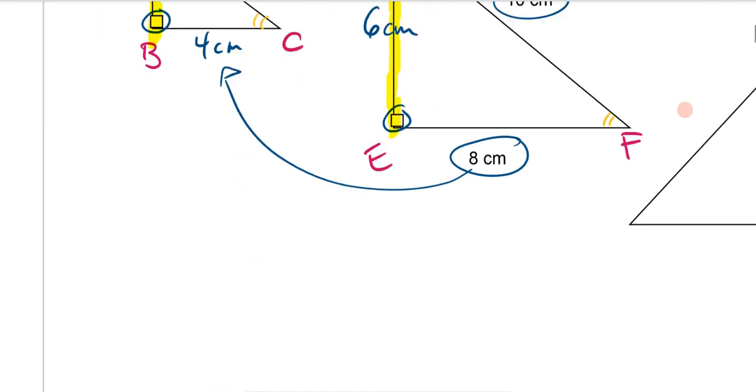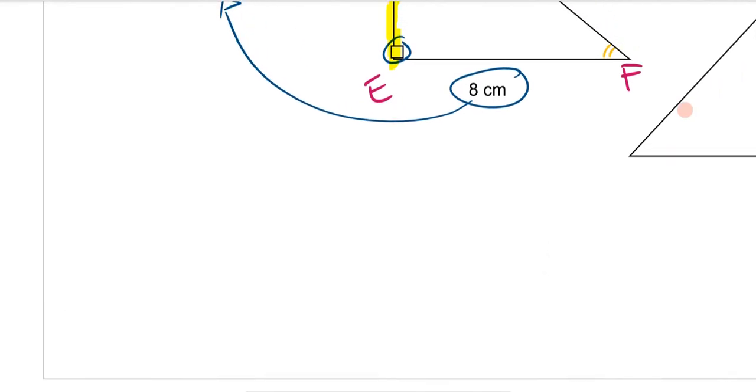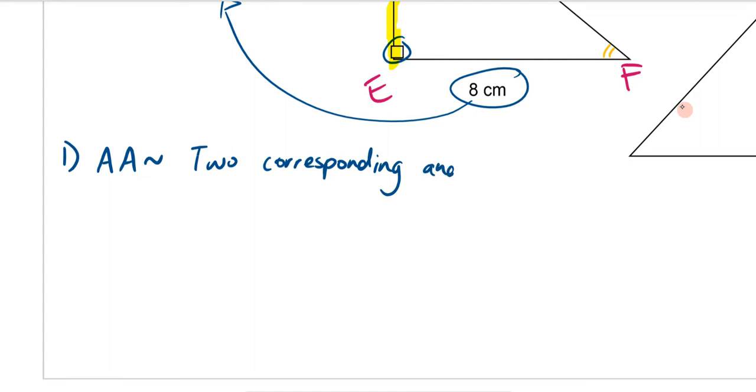Okay, now there's 3 ways you can prove 2 triangles are similar. 3 methods. The first one is by comparing corresponding angles. If you can find 2 angles, so AA, if you have 2 corresponding angles that are the same, then your triangles are similar. So 2 corresponding angles are the same.